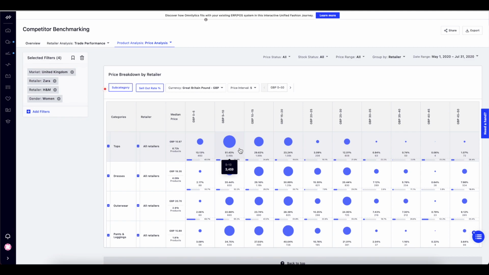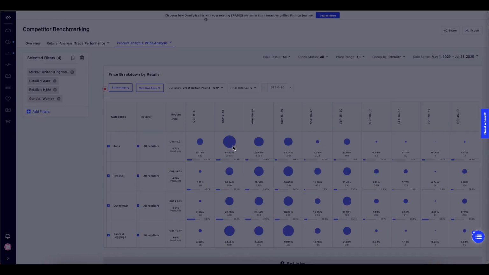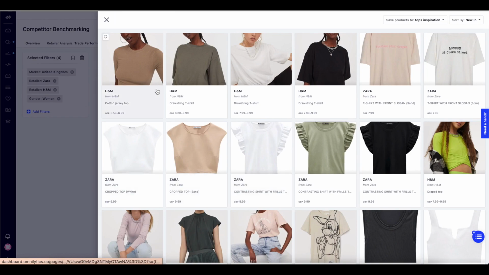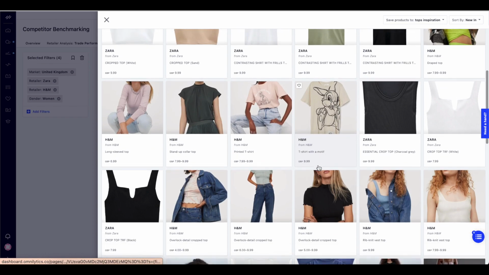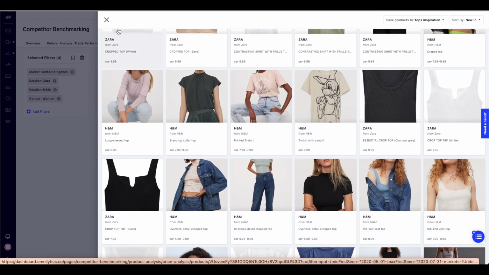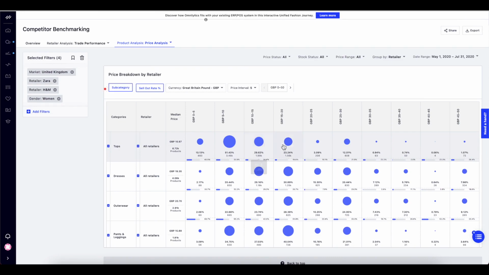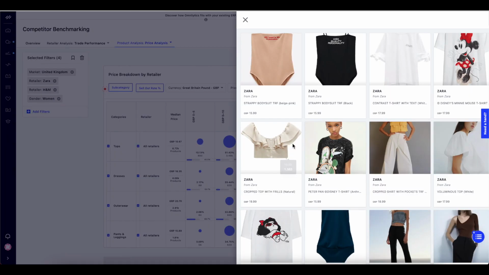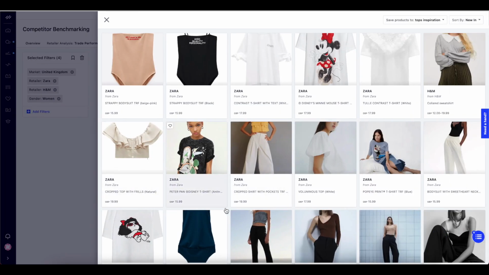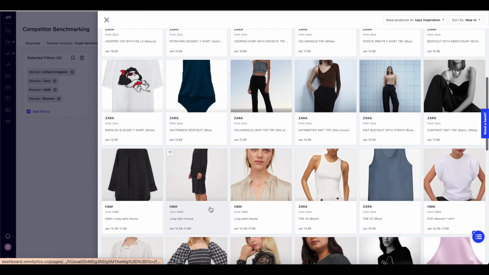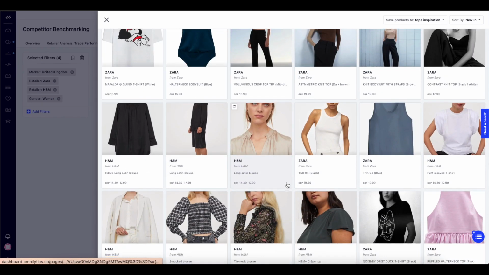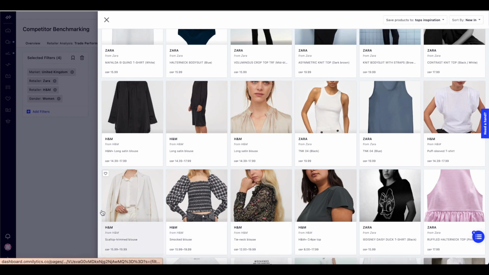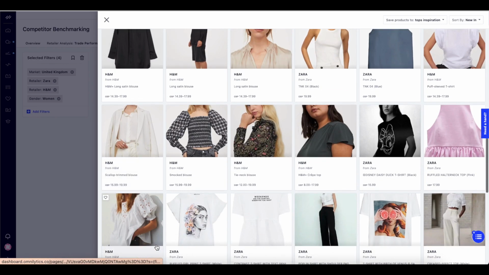For example, tops within the 5 to 10 pounds are mostly the basic plain tops or cami tops, as we can see here. For a higher price range, we can see the tops within 15 to 20 pounds has more details like frills, scallops, ruffles and with a better quality or material, such as satin and embroidered tops.